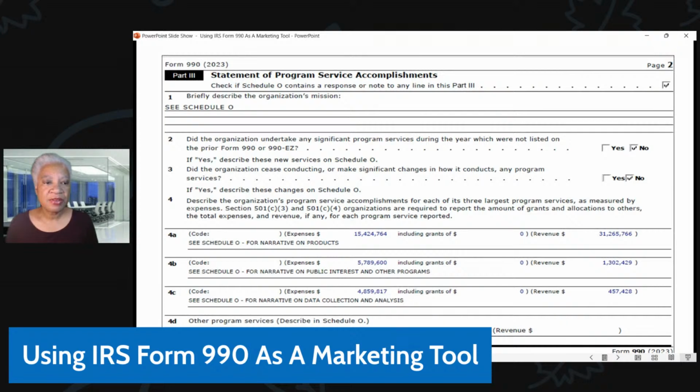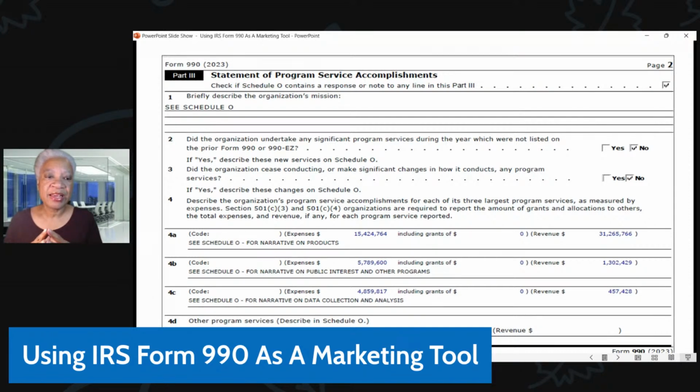So under the section, under line 1, briefly describe the mission. They don't write anything about their mission at all. They say see Schedule O. So Schedule O is a schedule where you can go into more detail.